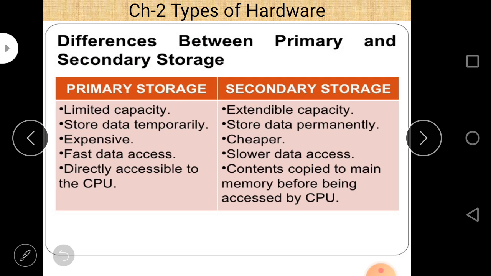And what is the difference between primary and secondary storage? Primary storage has limited capacity, but secondary storage has extensible capacity. Primary storage stores data temporarily, while secondary storage stores data permanently. Primary storage is expensive compared to secondary storage, and primary storage has faster data access. Primary storage is directly accessible to the CPU, but as far as secondary storage is concerned, content is copied to the main memory before being accessed by the CPU. So these are the main differences between primary storage and secondary storage.